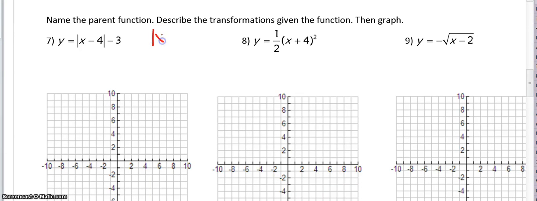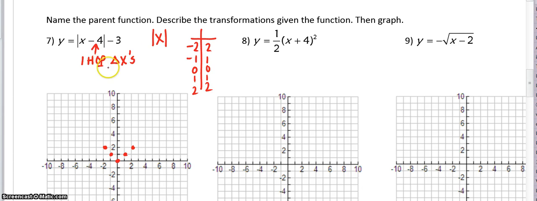So the parent function is the absolute value of x. If you remember the points on that function, they're -2, -1, 0, 1, 2, and everything in that function is positive. So we plot those original points. It looks like this. Okay, this is inside. It's an IHOP. That means that we are changing our x's. And we do the opposite of what it says, so it is a horizontal shift to the right 4, which means basically I would add 4 to all of my x values.